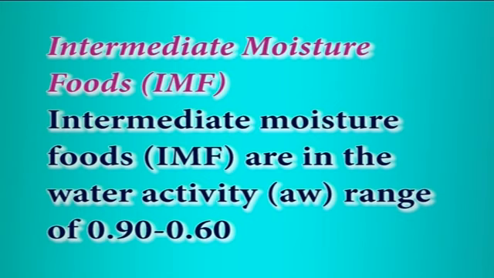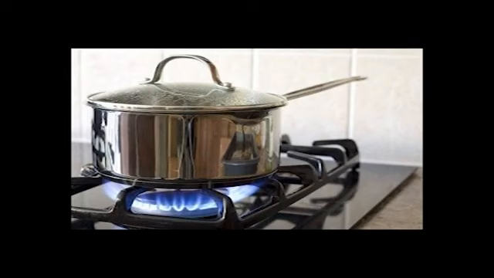Intermediate moisture food or IMF. Intermediate moisture foods, IMF, are in the water activity or aw range of 0.90 to 0.60. Such foods are stabilized by the introduction of additional hurdles like heating, preservatives, pH and Eh. These foods are easy to prepare and are stored without refrigeration. Transportation and marketing of such foods are cost and energy efficient.